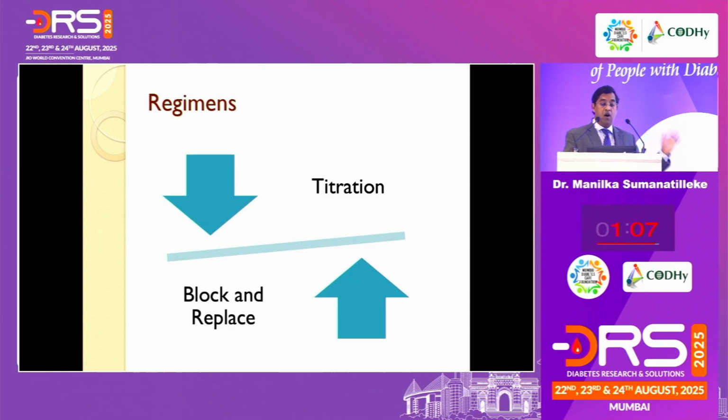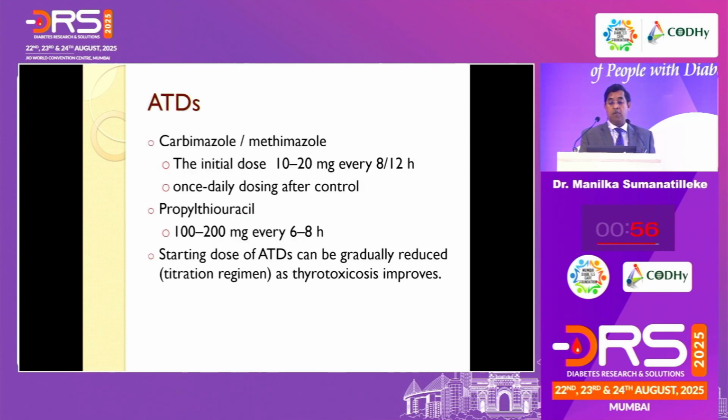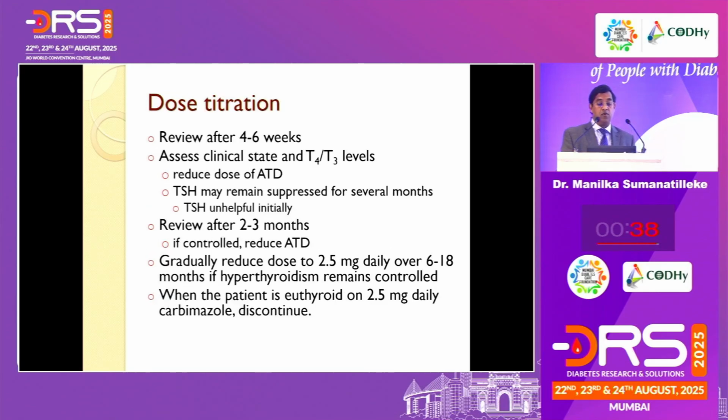We had the earlier block and replacement regimes, but now what I recommend would be a titration method where you give a higher dose and then titrate it down over the next couple of months, anything from 6 to 18 months. You can try medical treatment, tailing off, with a higher maximum dose of 60 milligrams of carbimazole or 600 milligrams of propylthiouracil, reducing the doses gradually if you can achieve a remission. Otherwise, go for second line treatment.